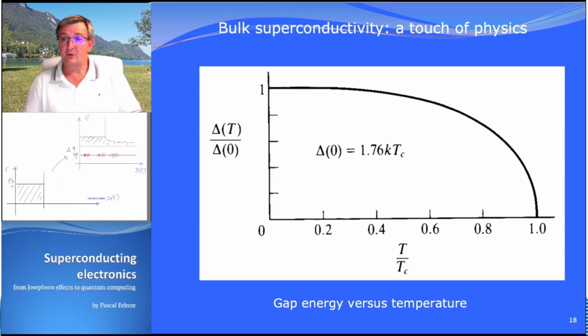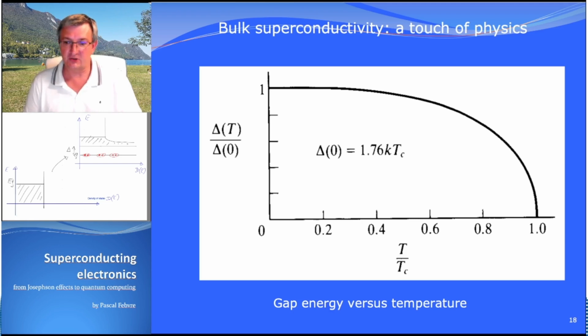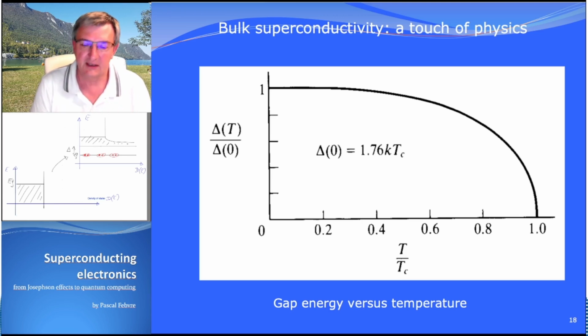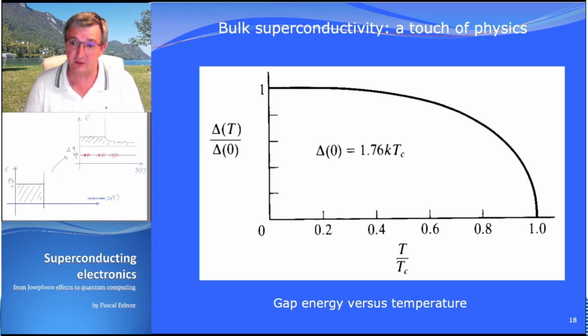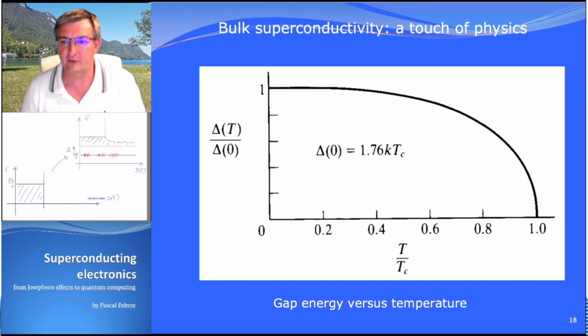And of course, if you need to cool at lower temperature, lower Tc, to get superconductivity, it means the attraction between electrons is not so strong. Otherwise, superconductivity would happen at higher temperature. And then it means if it's not so strong, the gap energy is lower, which makes sense. So the gap energy is in fact linear with Tc, at least for all low Tc superconductors, and the relation is here.